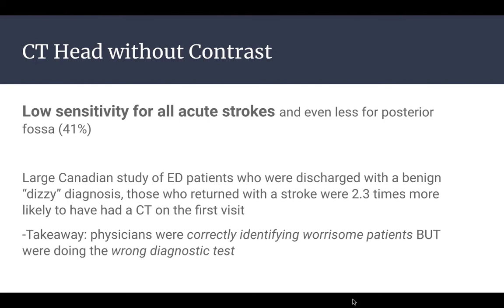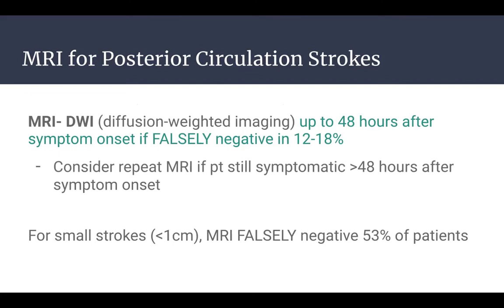they were doing the wrong diagnostic test and failing to follow up with the appropriate test in the patients with persistent symptoms. So MRI is one of the better tests that we have to look for posterior circulation strokes, but it's not perfect. Even up to 48 hours after symptom onset, you can have a false negative result in 12 to 18% of patients. So if a patient still has persistent dizziness or any neurologic findings, they should be kept in the hospital for further workup and repeat MRI after 48 hours if their symptoms persist at that time.